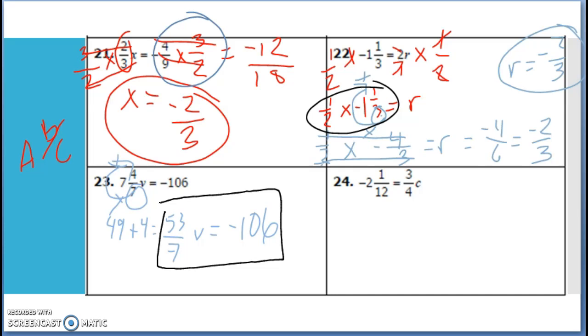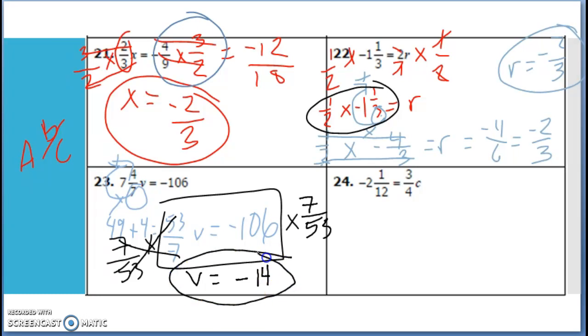So we see a fraction times v. So in order to get rid of that fraction, we have to multiply by the reciprocal. So the flip is 7 over 53. So what we do to one side, got to do to the other. 7 over 53 times negative 106. So negative 106 times 7 divided by 53. Well, negative times a positive is a negative. And when we simplify, this one actually comes out kind of pretty. Negative 14. So it looks like an awful mess, and then it comes out pretty.